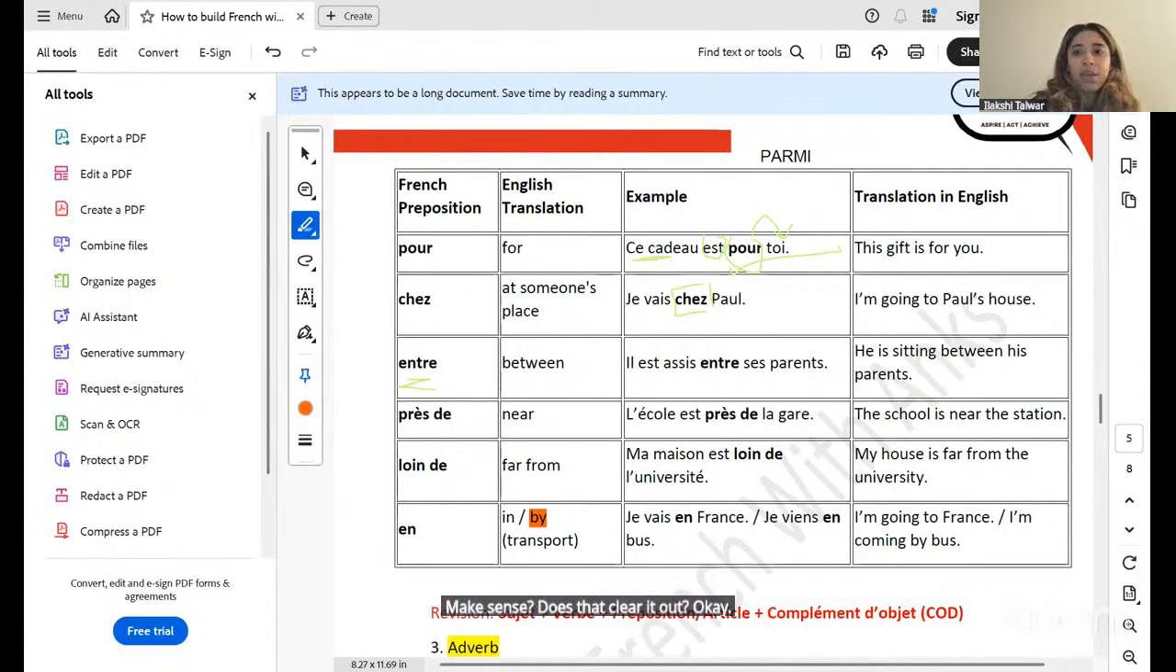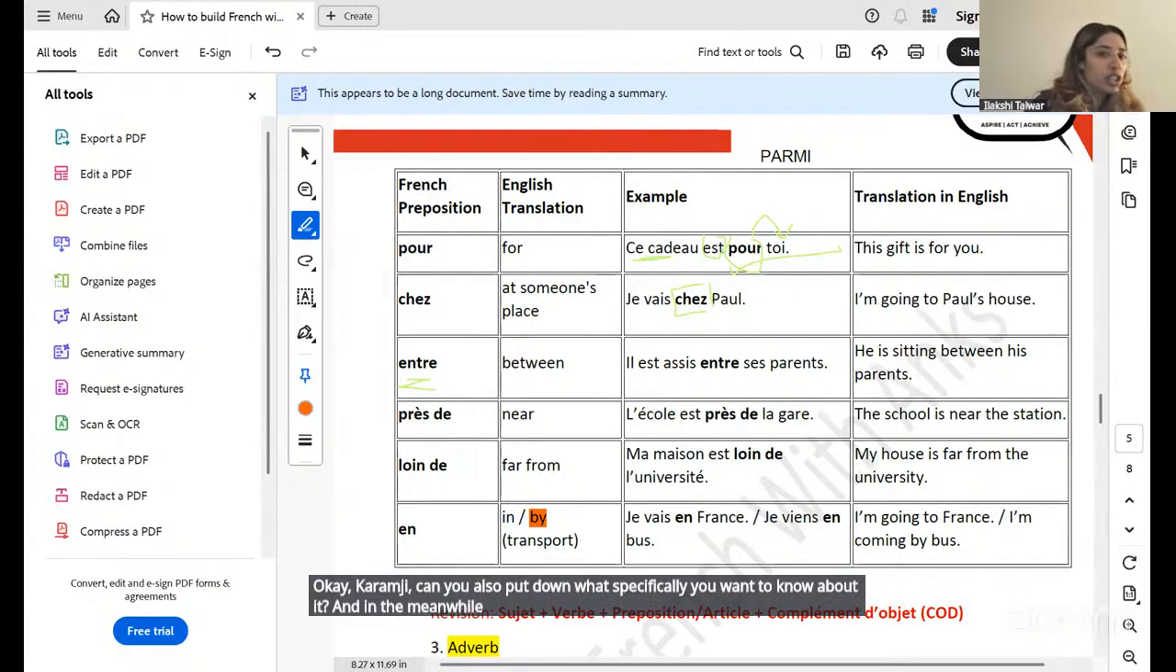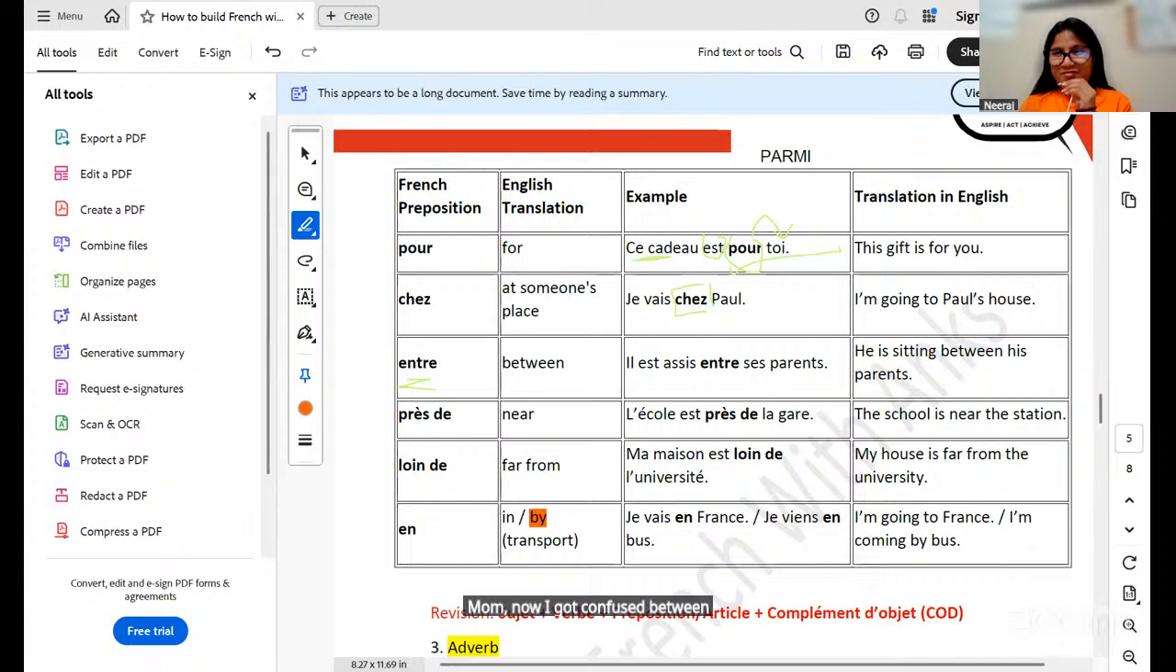Okay, we have some, okay, I want to know about par. Okay, Karamji, can you also put down what specifically you want to know about it? And in the meanwhile, I take Neeraj's question. Ma'am, now I got confused between dans and en. Okay. I think that's a question with a lot of people.